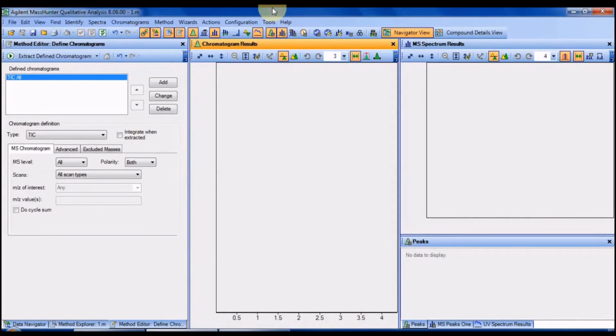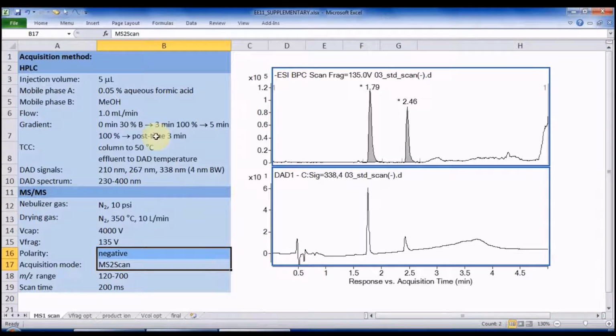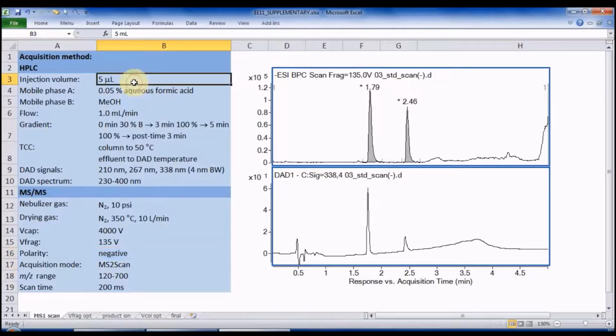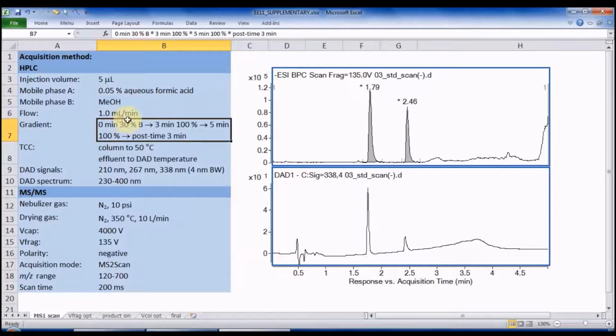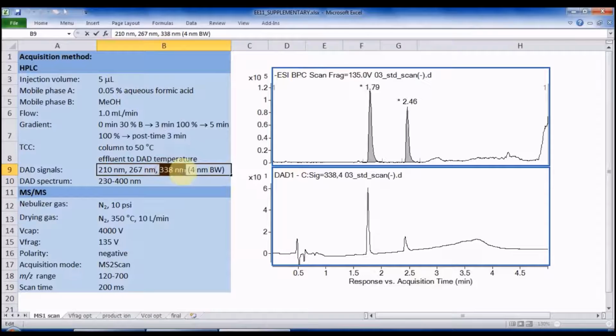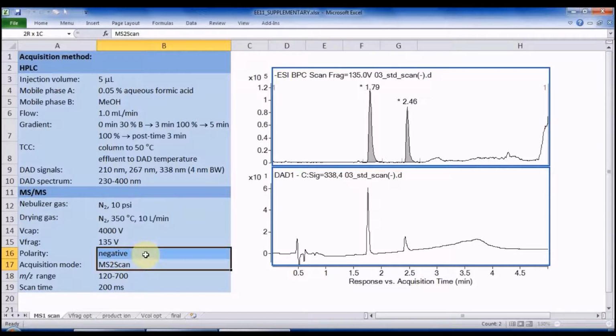The first step in quantitative method development is the optimization of the chromatographic method with the aim of separating the analytes and matrix components. We scan both the standard and the sample according to our standard method with the following parameters: 5 microliters injection volume, mobile phase consisting of formic acid and methanol with a flow of 1 milliliter per minute, and gradient as shown. We monitor several signals, but the most important is at 338 nanometers, and we also monitor signals in MS by using MS to scan in negative mode.